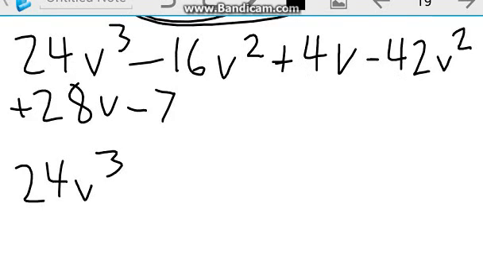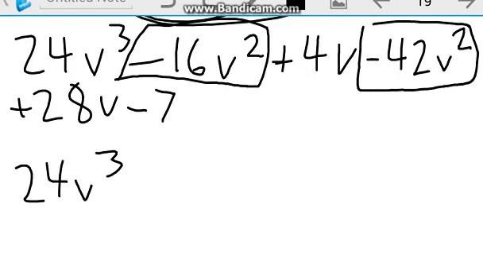However, we have -16v squared, and we have -42v squared. So I'm gonna box these actually, just to make sure we're adding like terms. So -16v squared and -42v squared. Now we're not really worrying about the v's, we're just worrying about the numbers, the coefficients. So -16, -42, since both of them are negative, we're going to add them and keep the negative sign. So 16 and 42, that gives us -58v squared.